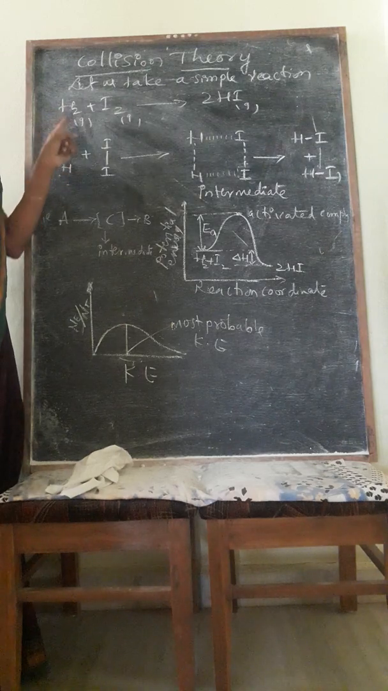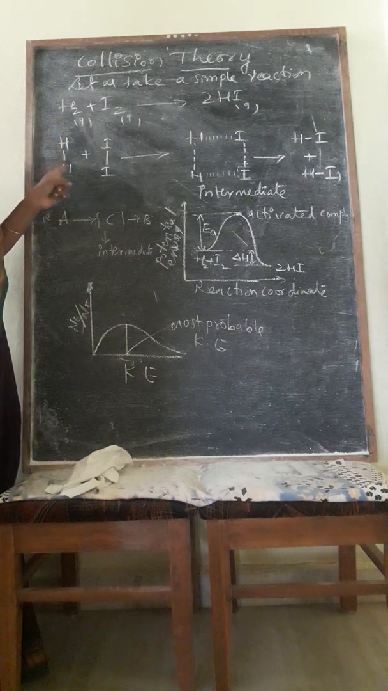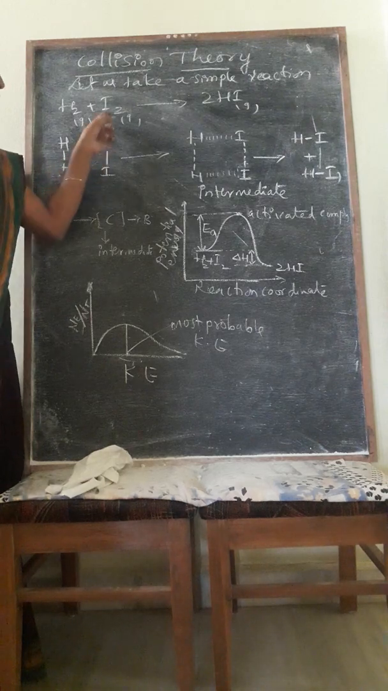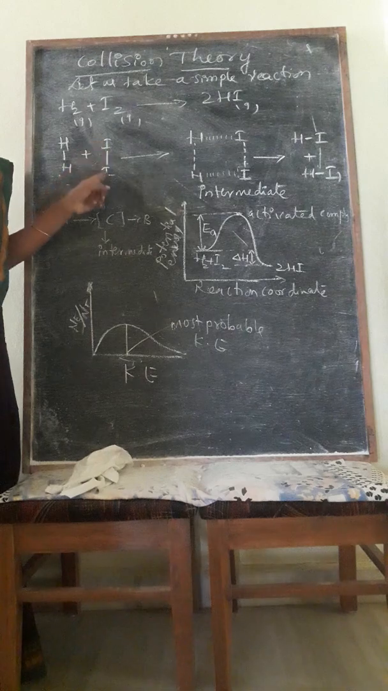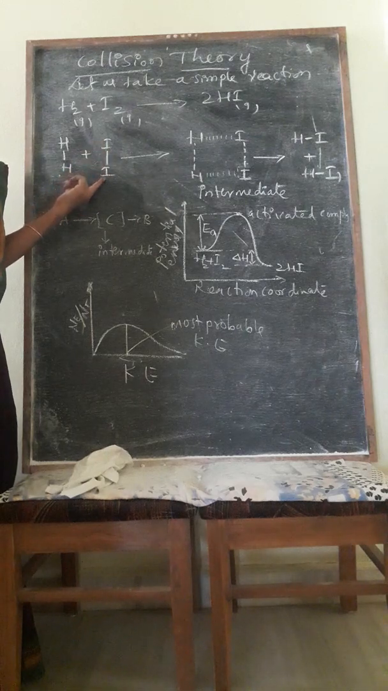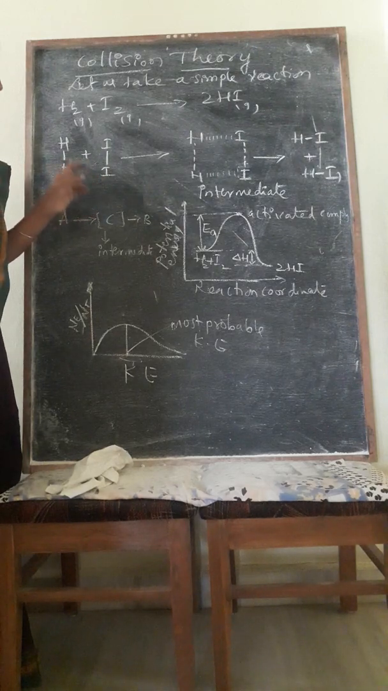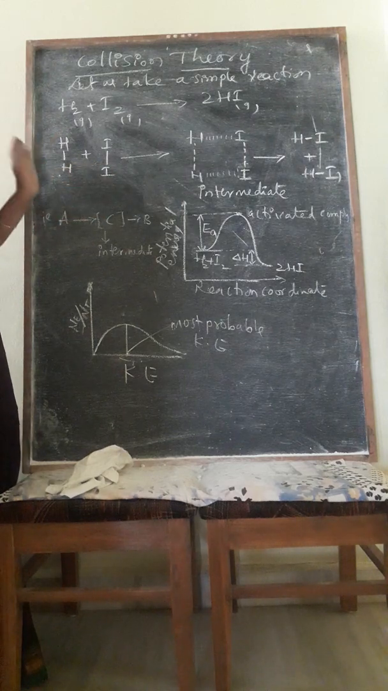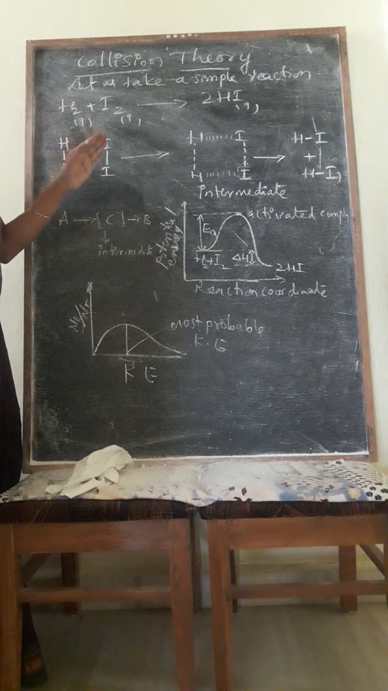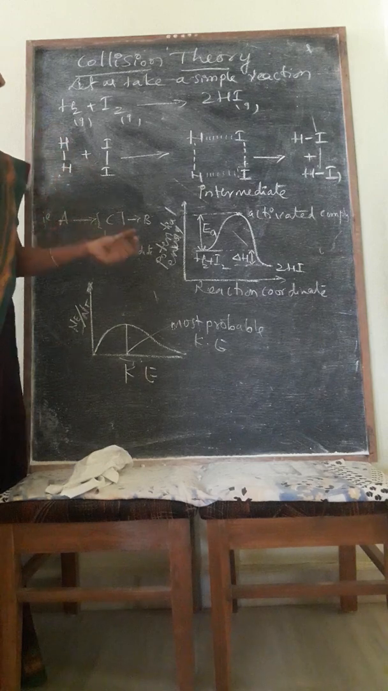This H2 means there is a bond between hydrogen and hydrogen, plus I2 means a bond between iodine and iodine. These are two reactants. They are undergoing effective collisions. If they undergo effective collisions, they must be having some minimum energy as well. If they are forming the activated complex, that minimum extra energy is also there.